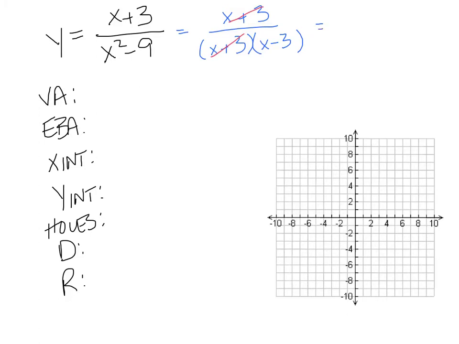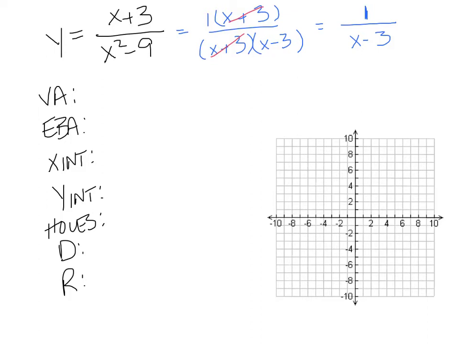When we write our simplified answer, I can clearly see what the denominator is going to be. It's going to be x minus 3. I have nothing left on the numerator. Remember, this is the same as saying 1 times x plus 3. So it's really 1 over x minus 3. That's my final simplified answer. So now that we have that, we can go ahead and find our information.